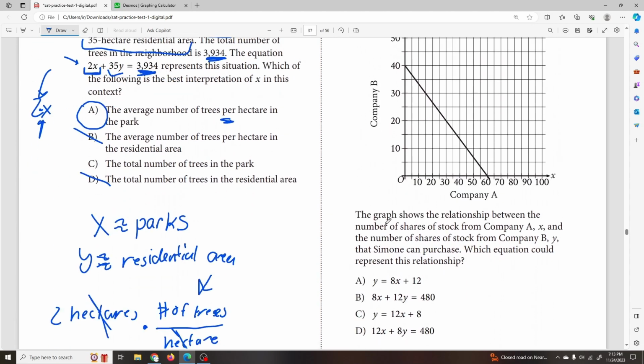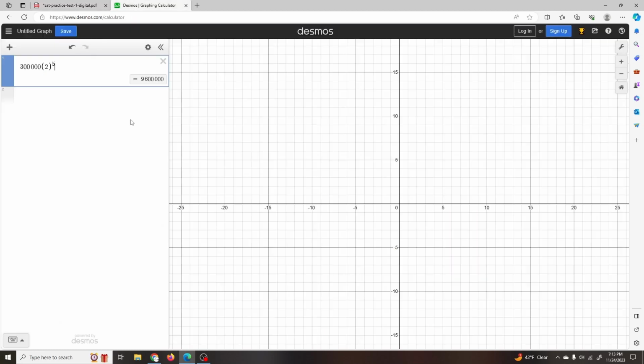So moving on to number 18, it says the graph shows the relationship between the number of shares of stock from company A, x, and the number of shares from company B, which is represented by the y-axis, that Simone can purchase. Which equation could represent the situation? So, are we really going to do this math, guys? No, we're not going to do this math. We're going to plug it into our graphing calculator.